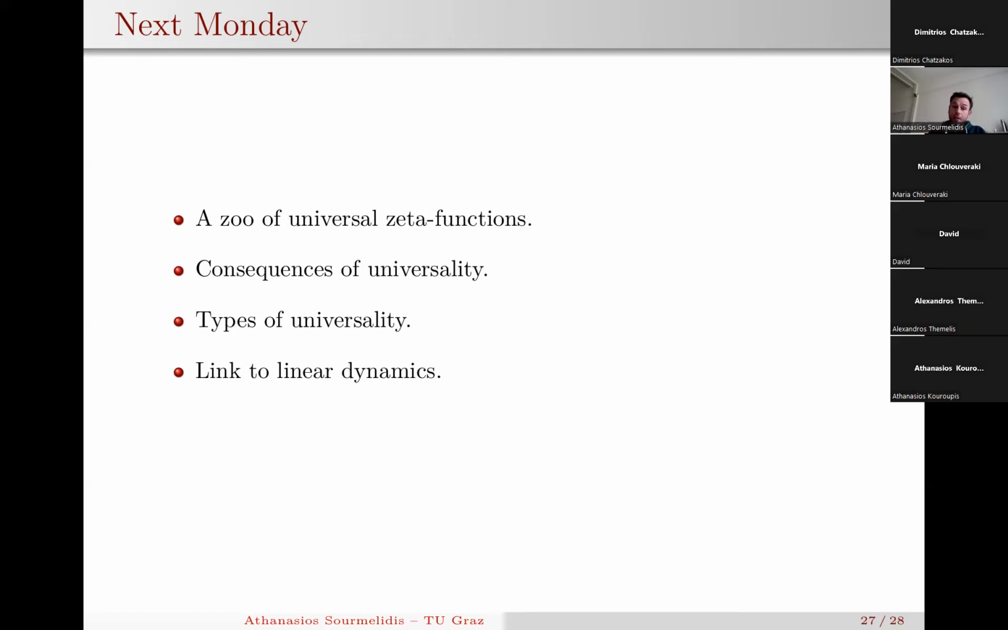Lastly, there are types of universality. This is the simplest I showed you, but there is also joint, disjoint, hybrid, and discrete universality, and I will focus mainly on discrete universality. And lastly, there is a connection between discrete universality and continuous universality, which is also implemented in the theory of these translation operators that I showed you in the first slide, and is also connected to linear dynamics.